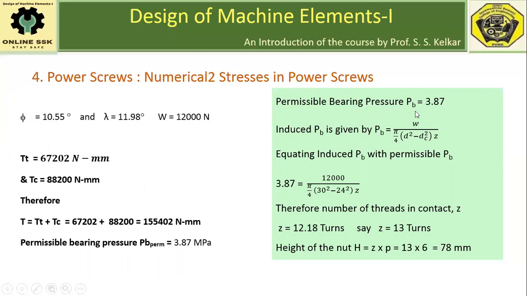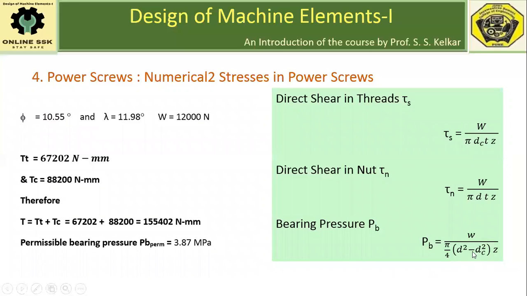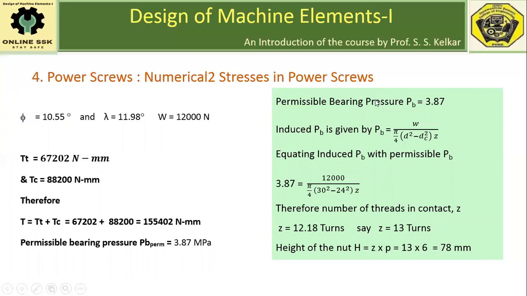Permissible bearing pressure being specified as 3.87, but induced bearing pressure is given by W upon pi by 4 into d square minus dc square, multiplied by z. So equating induced bearing pressure with permissible bearing pressure. Here, while equating, this is permissible bearing pressure and this is induced bearing pressure.